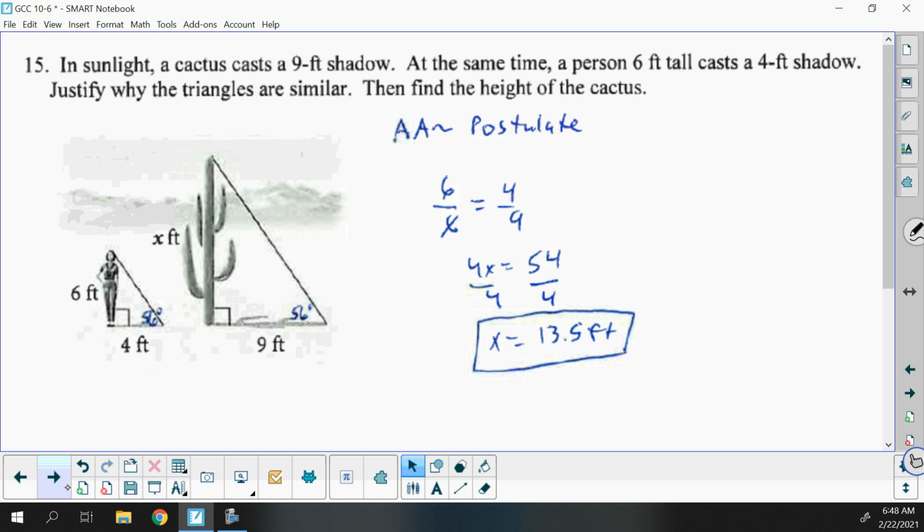So the angle of the sun is the same for both of them. So we got 56 degrees. You got a right angle, so we know they're similar by angle similarity postulate. Then set up your proportion and cross multiply. We get 13.5 feet for the cactus height.